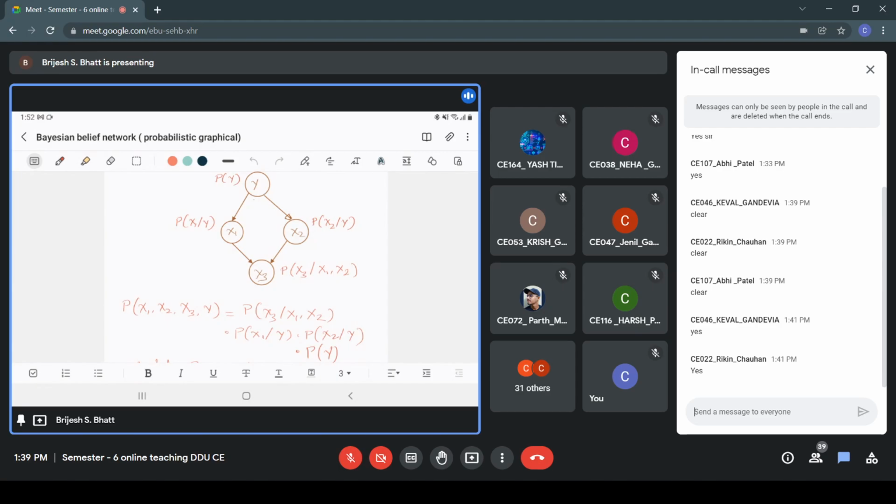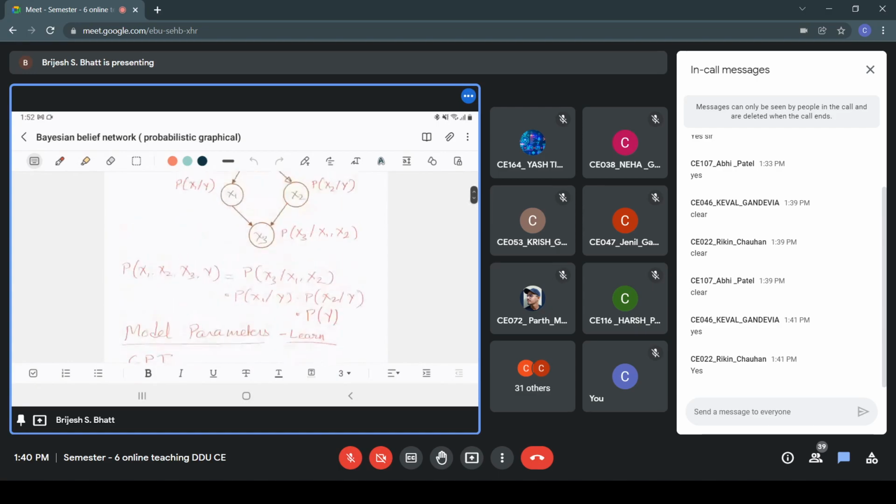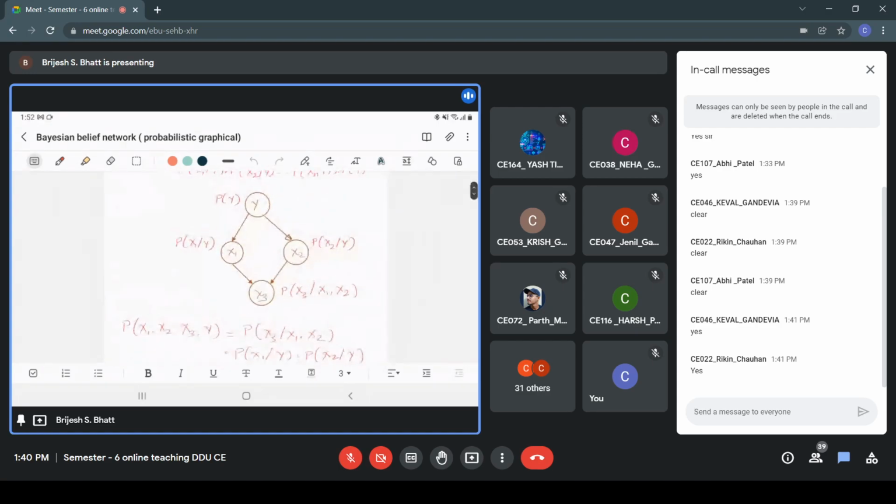Since we are assuming this kind of dependency, the joint distribution can be given as per the formula: probability of x1, x2, x3, comma y is equal to probability of x3 given x1, x2 into probability of x1 given y into probability of x2 given y into probability of y. This could have been anything else also, but this is just one graph that we have assumed. So this is one part of Bayesian network where you draw a dependency graph of random variables.